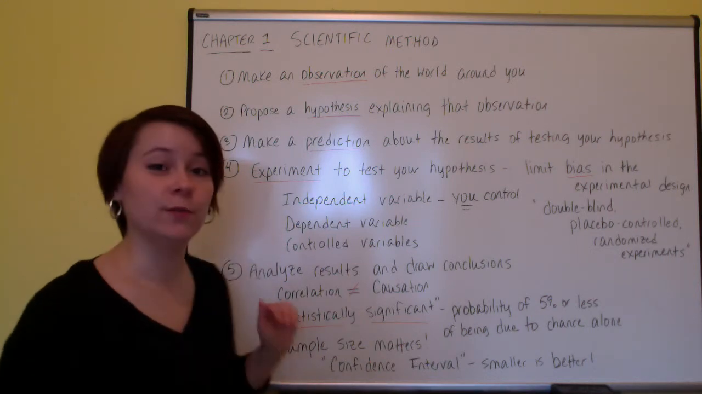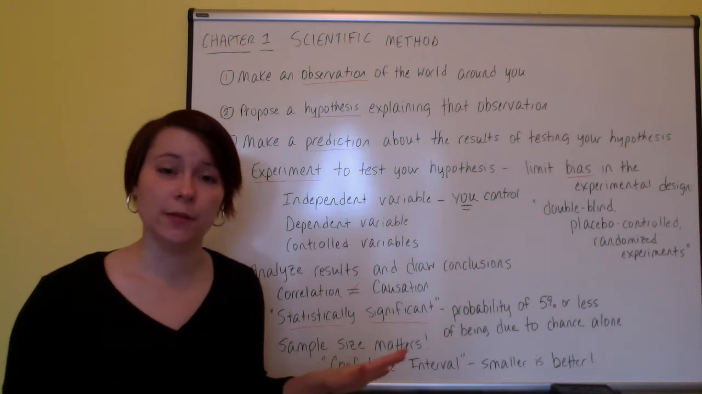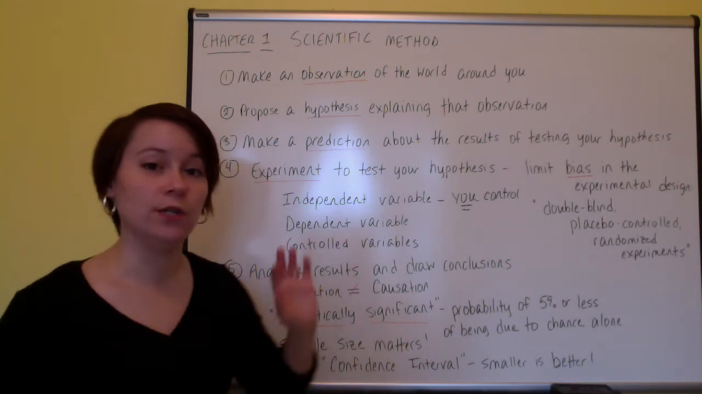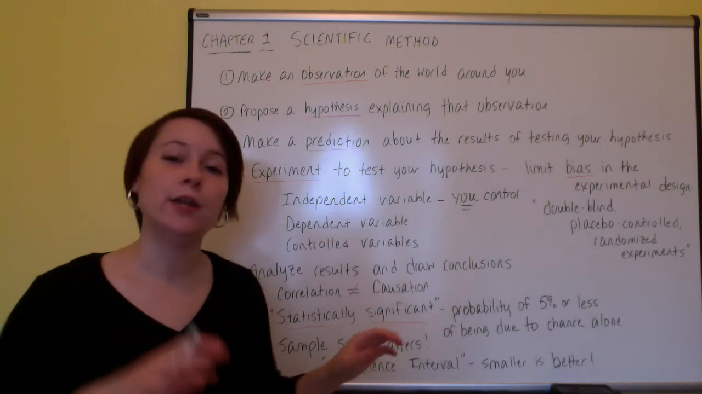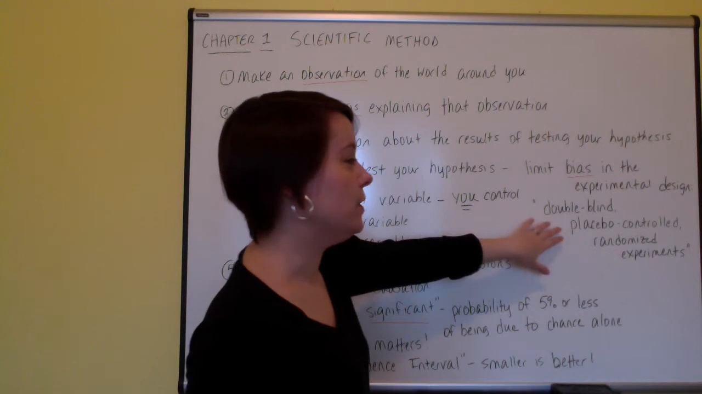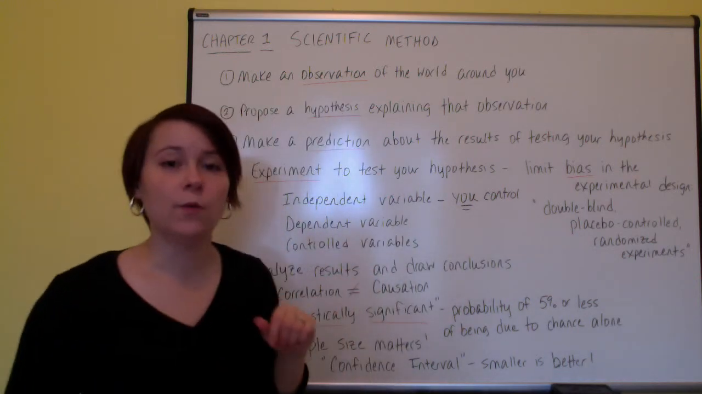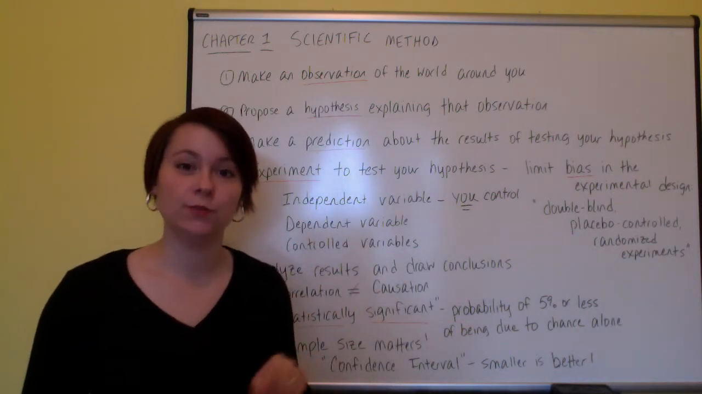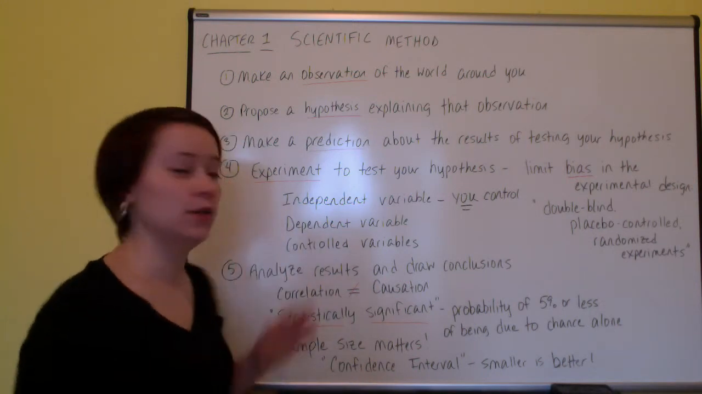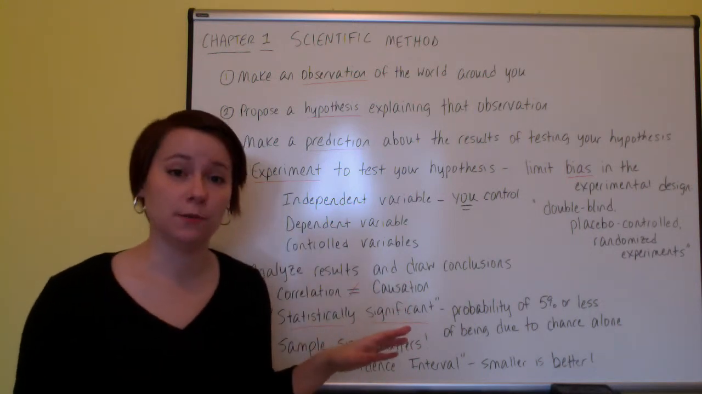And then the control variables are everything else in the experiment that you're keeping the same. So you're keeping it the same between your test subject group and your control group. The control group, if we're talking about a medical experiment, will be the group that receives the placebo, whereas the test group, the test subjects, would receive the actual medication. So you want all those other variables to be the same as much as possible.